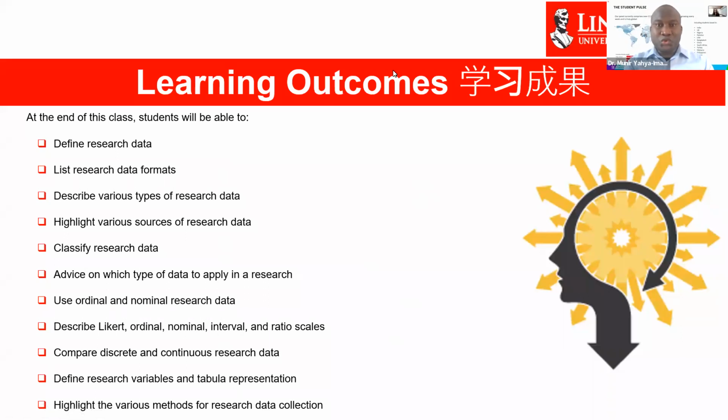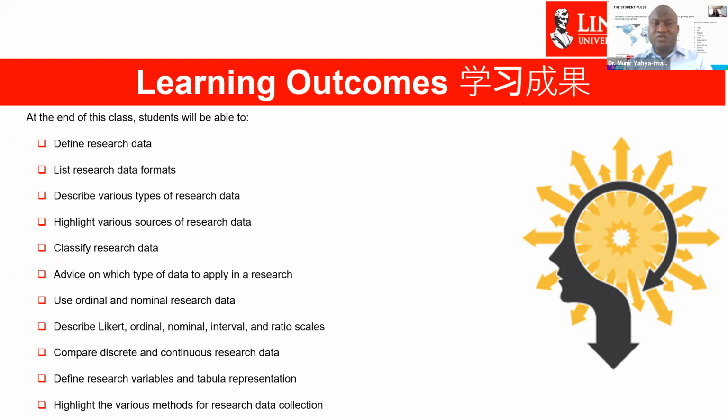You should be able to describe Likert, ordinal, nominal, interval, and ratio scales. You should be able to compare discrete and continuous research data. You should be able to define research variables and tabular representation. And finally, you should be able to highlight the various methods of research data collection. So this, among others, are what we'll be discussing in today's section.